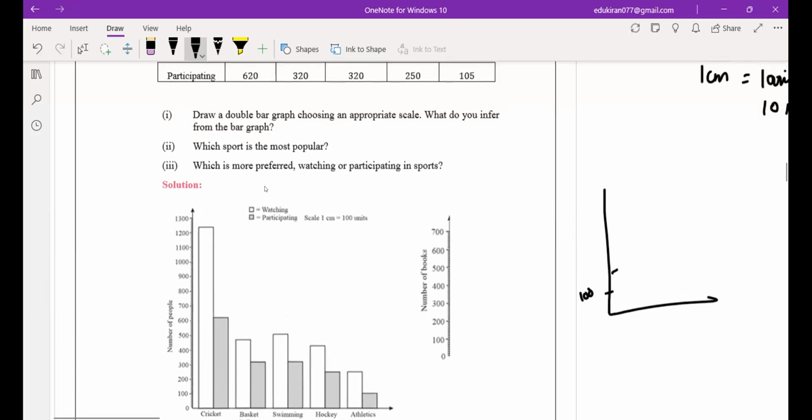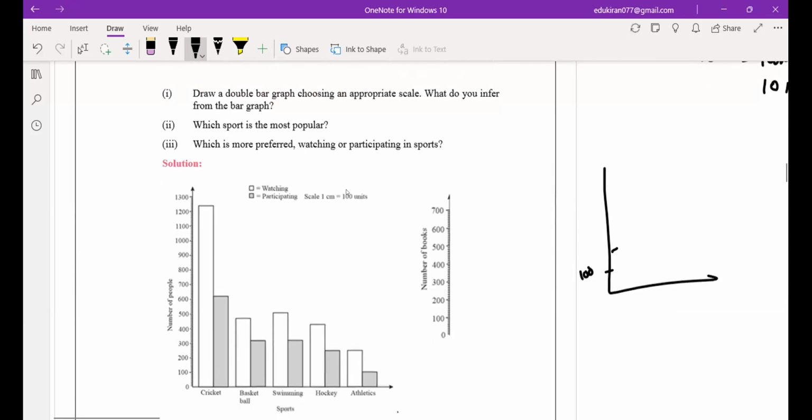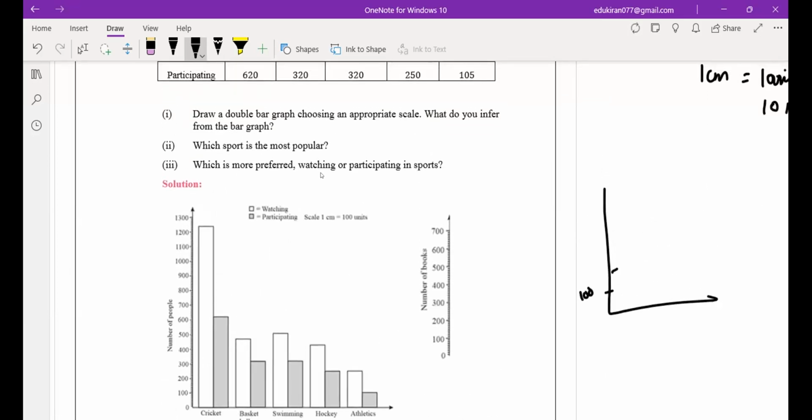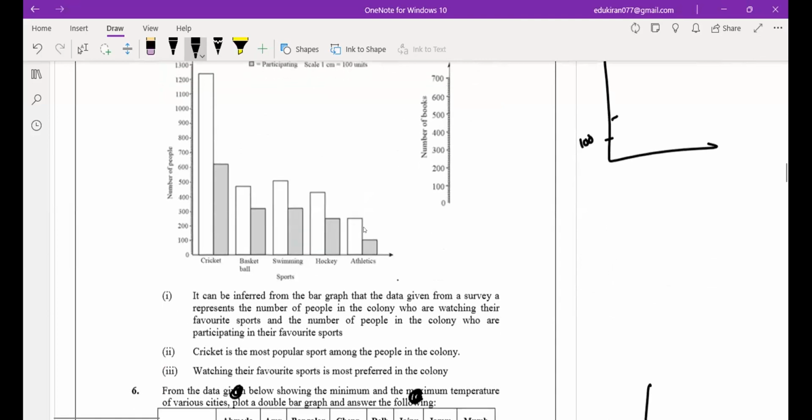So tell me, which sport is the most popular? Cricket. Yes. And second, which is more preferred, watching or participating in the sport? Watching. Yes. Okay, very good.